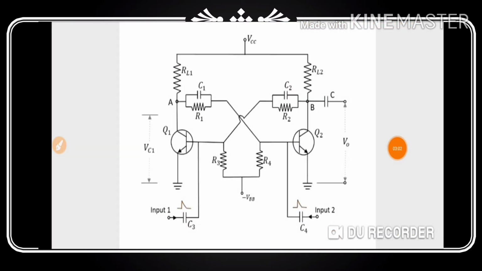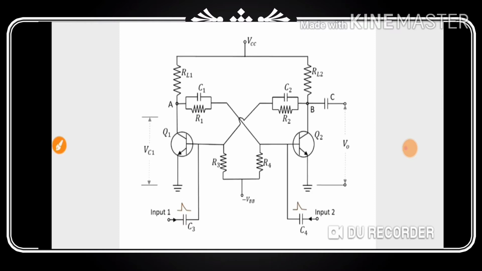This is about the construction of the bistable multivibrator, and next is the operation or working of the bistable multivibrator. When the circuit is on, the VCC supply is given to the circuit. Due to some circuit imbalance, one of the transistors, say Q1 here, gets switched on while the transistor Q2 gets switched off. This is a stable state of the bistable multivibrator.